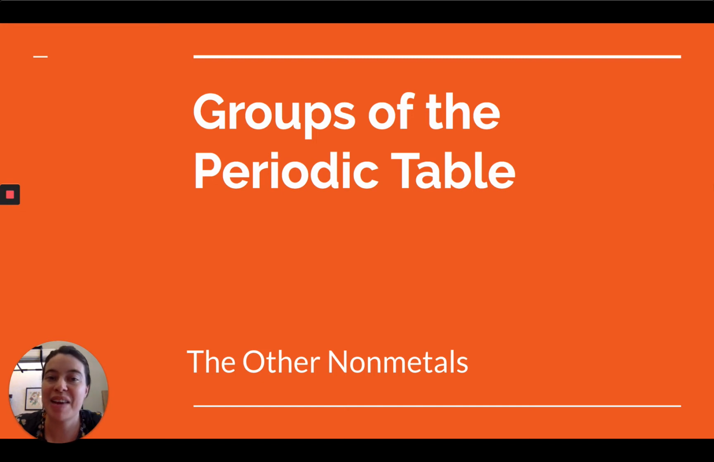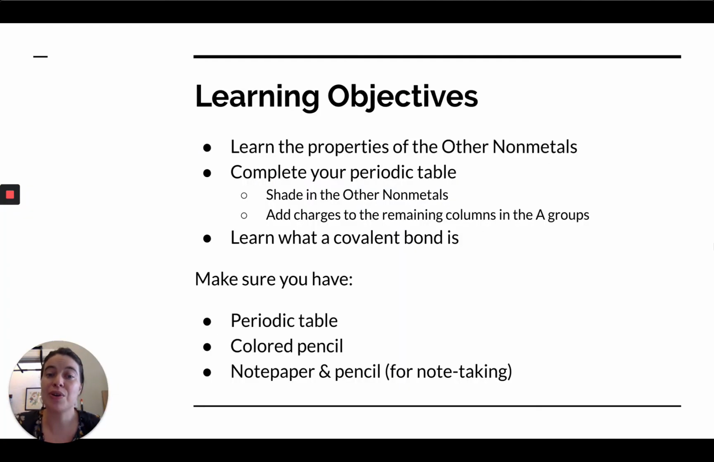Hi everyone. Today we're going to be talking about the very most important group on the periodic table, the other nonmetals. So our goals today, we're going to learn the properties of the other nonmetals. We are actually going to finish our periodic table by shading in the other nonmetals and adding charges to the remaining columns in the A group. And we're going to learn just a tiny bit about what covalent bonds are.